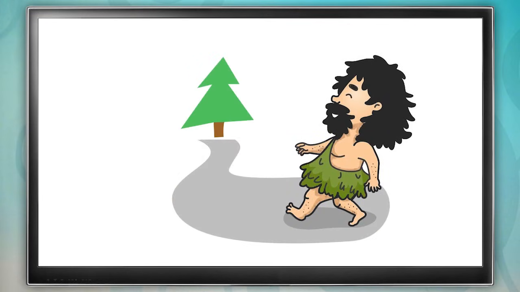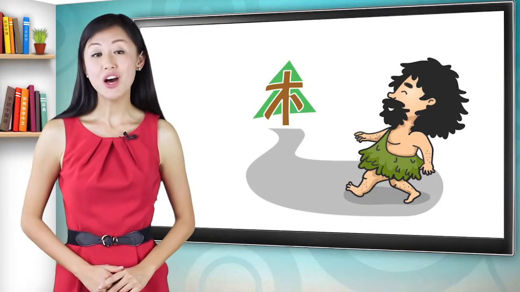They looked at a tree and thought to themselves, okay, I can do that. I can draw a tree. So they drew this, and it became the accepted way to write the word tree. To this day, this character means tree or wood in Chinese. They did the same thing with lots of other words.